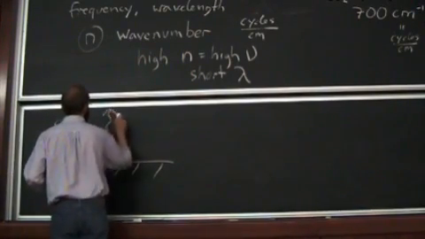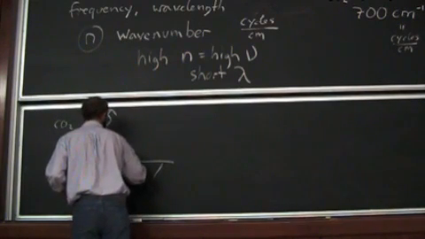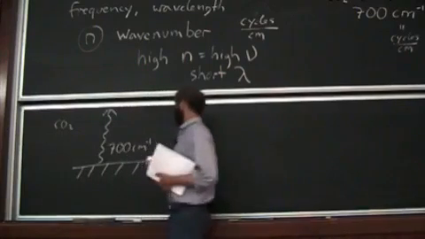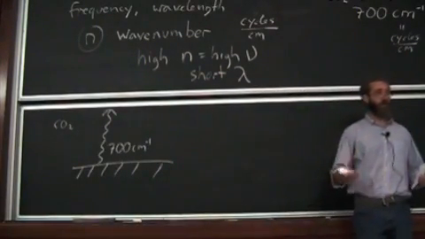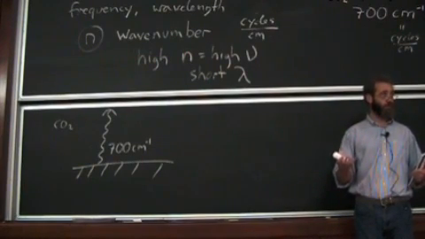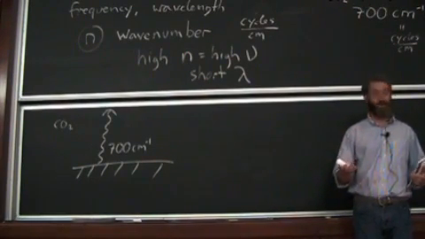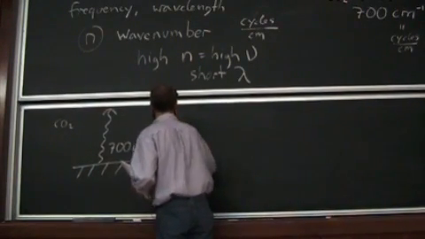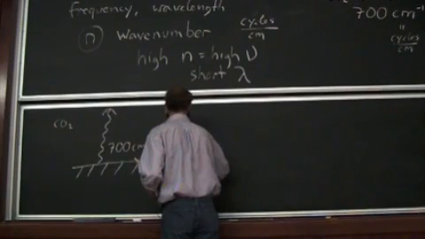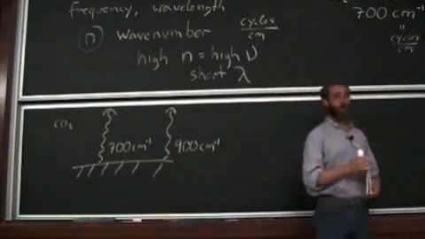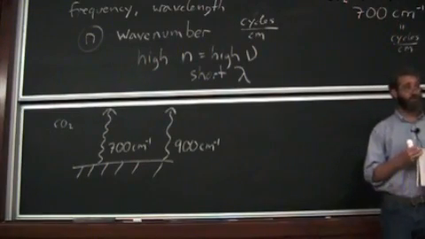Two different arrows coming up, and one of them is going to be at 700 cycles per centimeter. So that's an absorption band, a kind of light that CO2 can absorb and emit. So it acts like the pane of glass. And then I'm going to draw another one, which is going to be at a different frequency, 900 wave numbers, 900 cycles per centimeter.